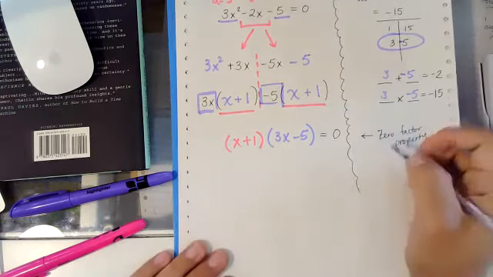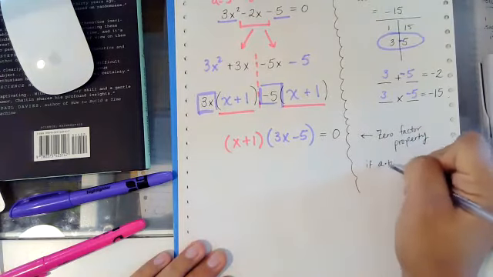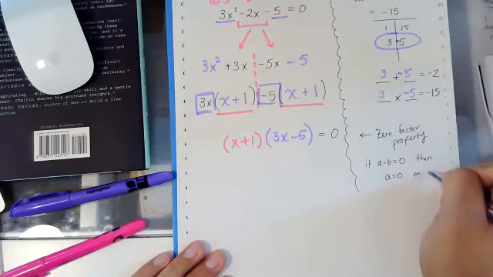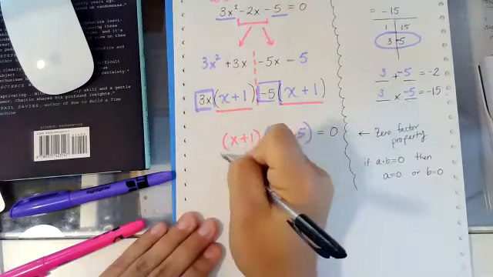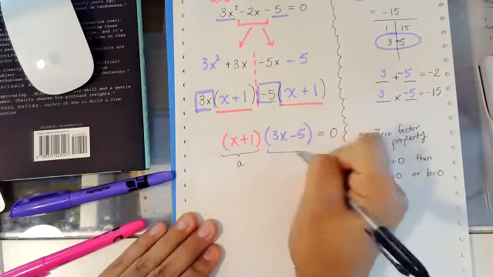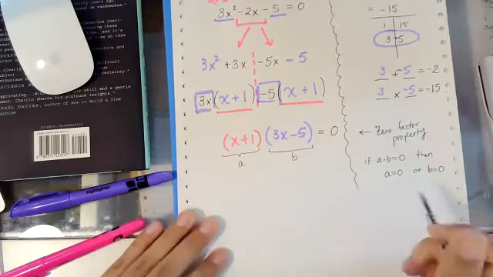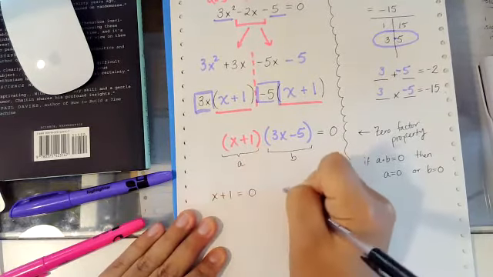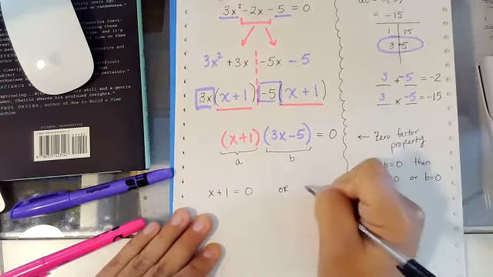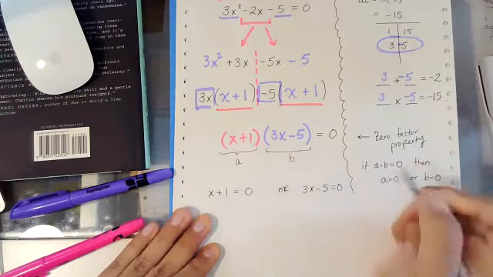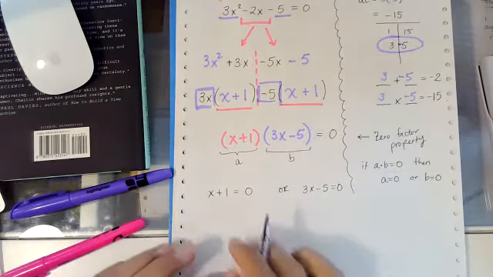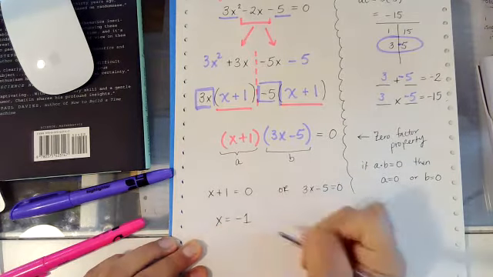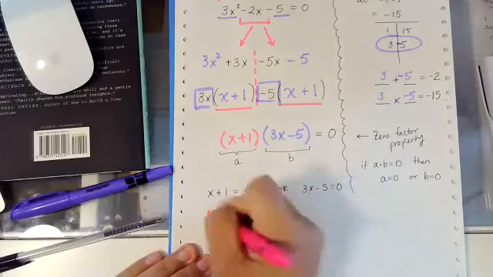And the zero factor property says that if a times b is equal to 0, then either a is equal to 0 or b is equal to 0. So this guy is going to sort of play the role of a. This guy is going to sort of play the role of b. And we can just say x plus 1 is equal to 0 or 3x minus 5 is equal to 0. That's two linear equations that we need to solve. The first one's pretty easy to solve. We can just move the 1 over to the other side. So x equals -1. There's one solution.